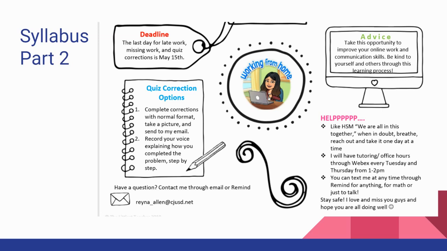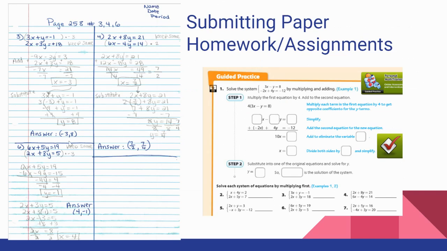Or another way is kind of like what I'm doing right now. Make a video, explain. So let me go back to this one. Let's say this was my quiz correction. I would say, oh, for my first equation, I multiplied by -3. And then my second equation, I kept the same. Once I had my two new equations, I added them for my systems. I divided by -7, and then I got x is -3.